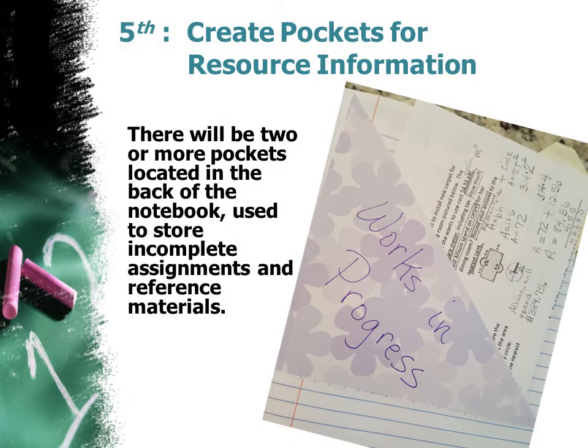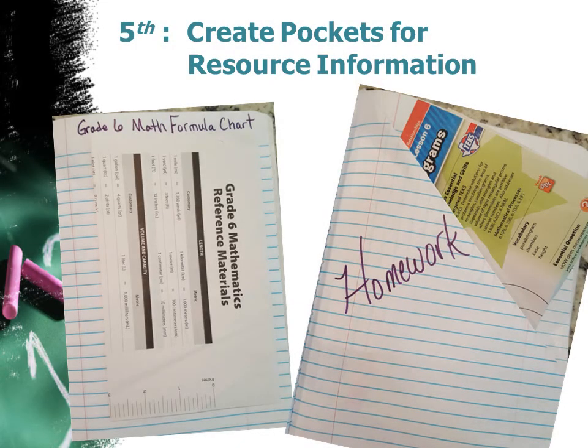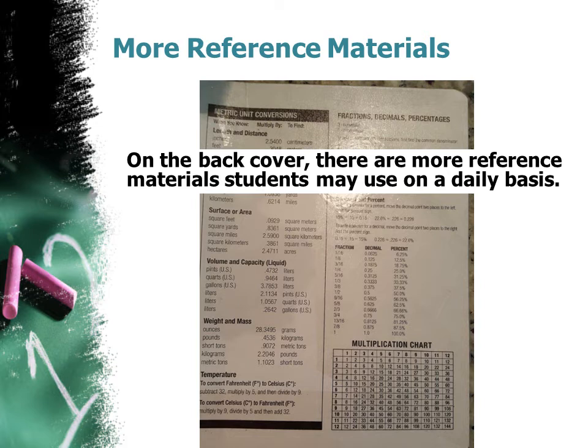Step 3 is to create a section of the notebook to store reference materials. There will be 2 or more pockets located in the back of the notebook used to store assignments and reference materials. Whenever we have a busy day in class and don't quite finish all we have planned, we can place items in the Works in Progress pocket. There are also designated places for completed homework assignments and the Grade 6 Math formula chart. On the back cover, there are more reference materials students may use on daily assignments or quizzes.